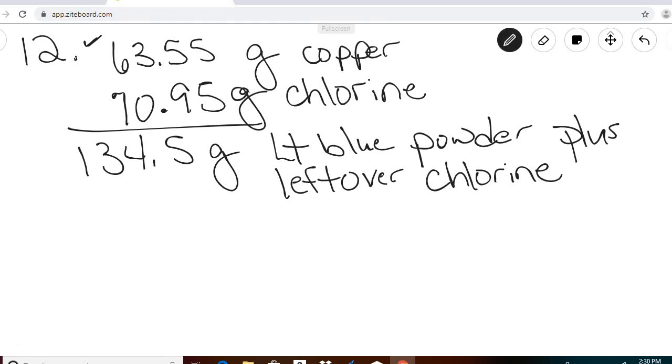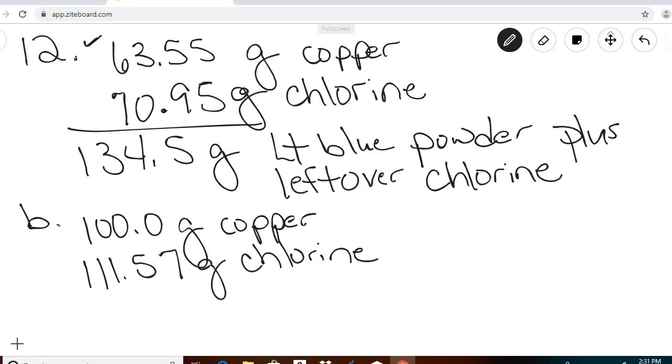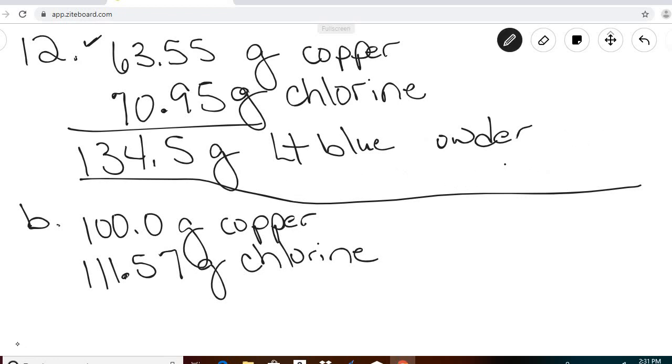Okay, so part B says that another chemist combines 100 grams of copper and 111.57 grams of chlorine. And it makes a powder, a solid, and nothing is left over. Okay, so then we are asked, is this compound the same as the compound that we made up here? Okay, so here we need to look at the ratios between the copper and the chlorine. Okay, so what is the copper to chlorine ratio?